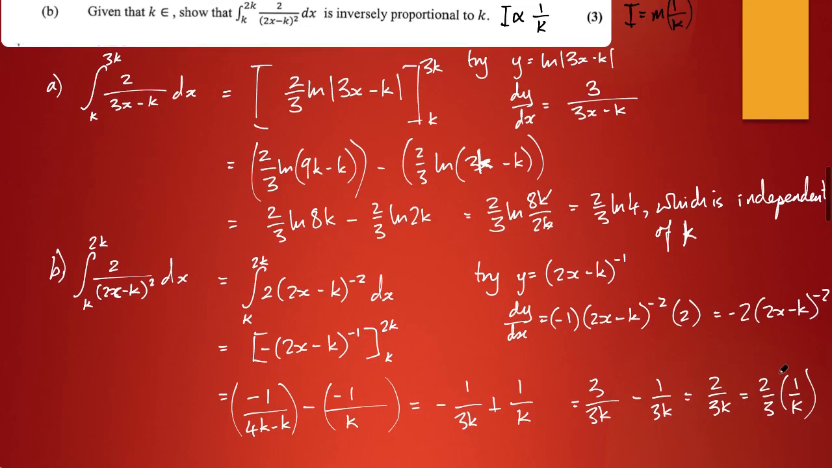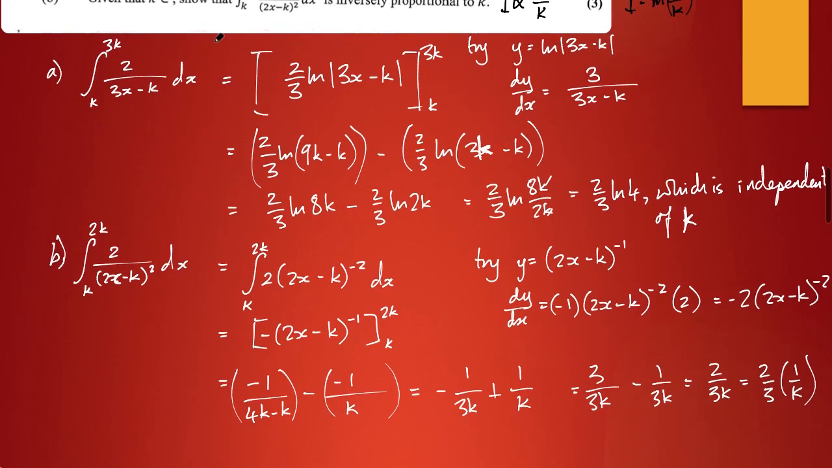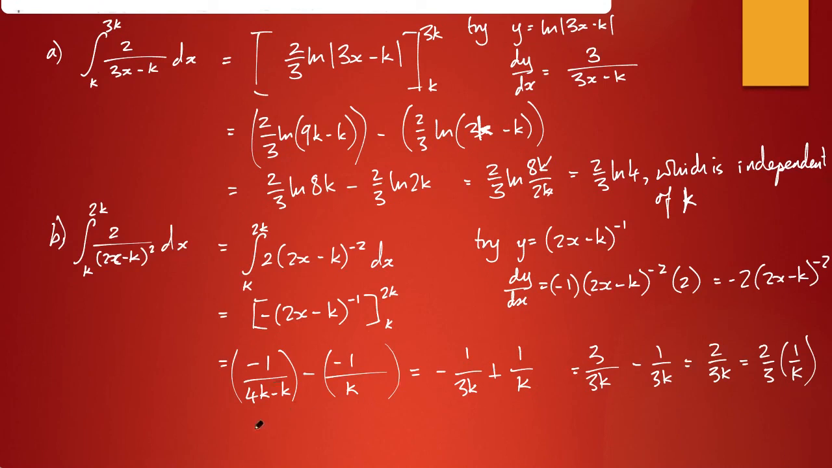As a final statement, it does say show that, so I'm just going to write a final statement. So the integral equals 2/3 times 1 over k. Therefore the integral is proportional to 1 over k. And that's shown what needs to be shown in that one.